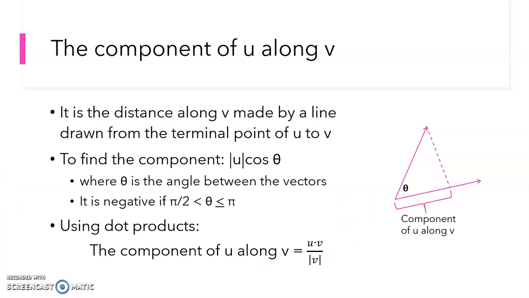Now you can calculate this component using a dot product. It's u dot v over the magnitude of v. Okay, so we have two formulas: magnitude of u times the cosine of theta, or we can find it using u dot v over the magnitude of v. Let's take a look at an example.